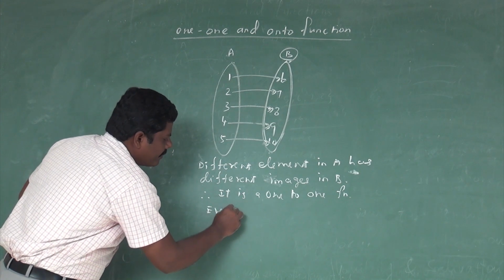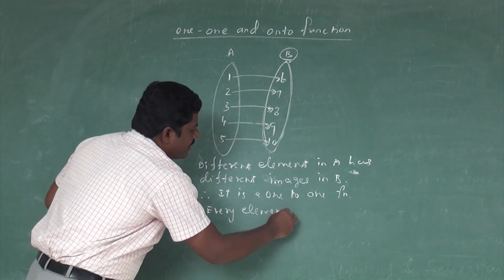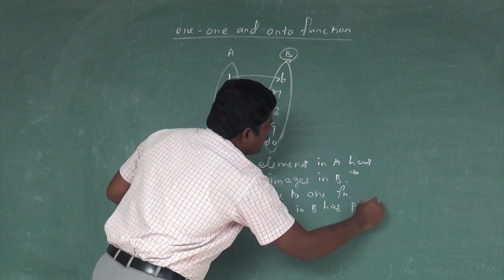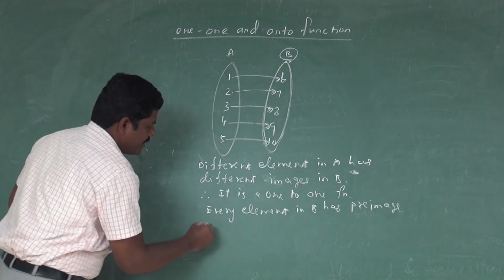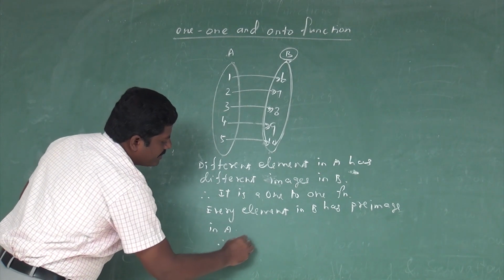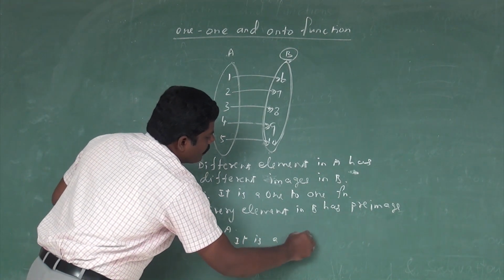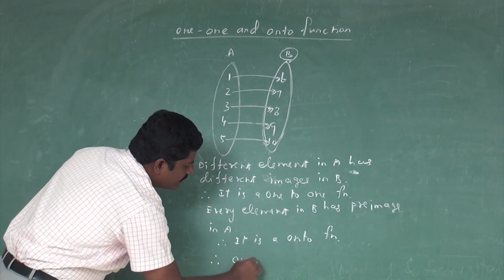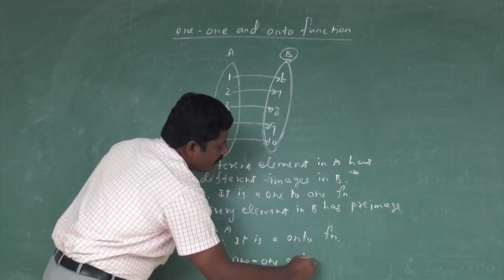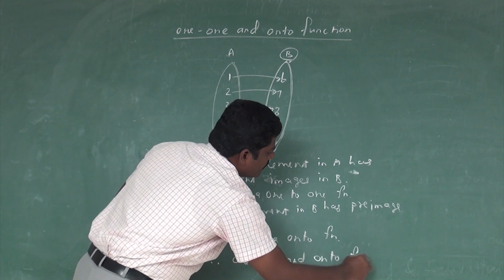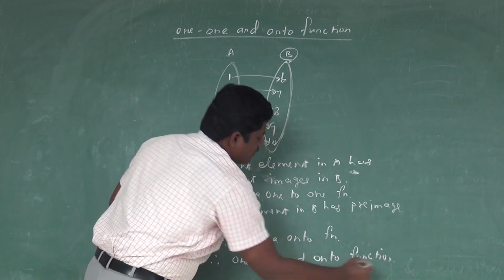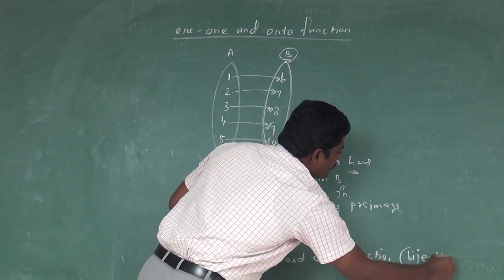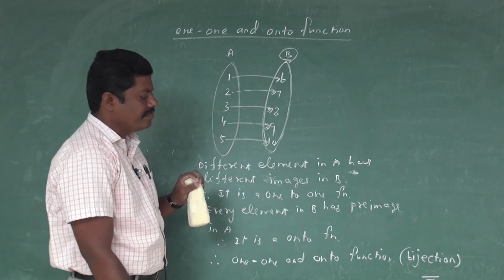Every element in B has a pre-image in A. Therefore it is an onto function. So totally this function is called a one-to-one and onto function. This function is also called bijection, or a bijective function.